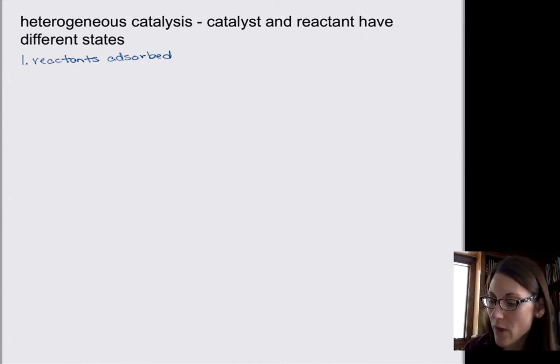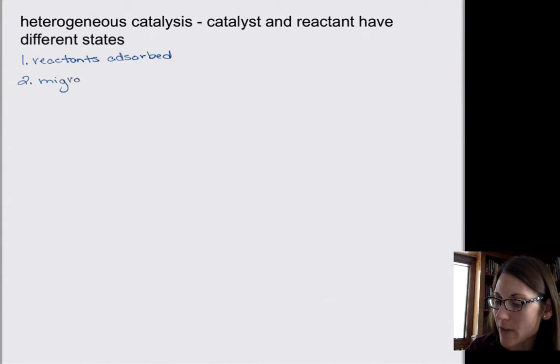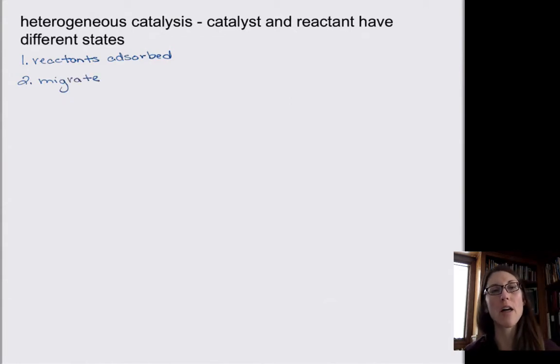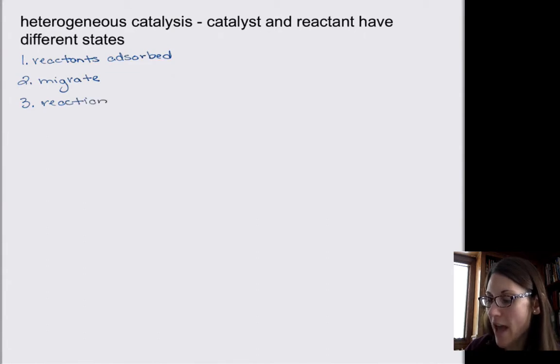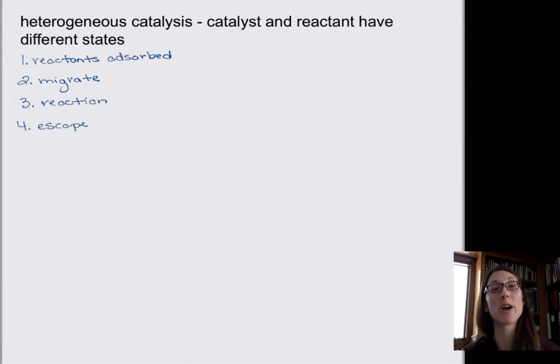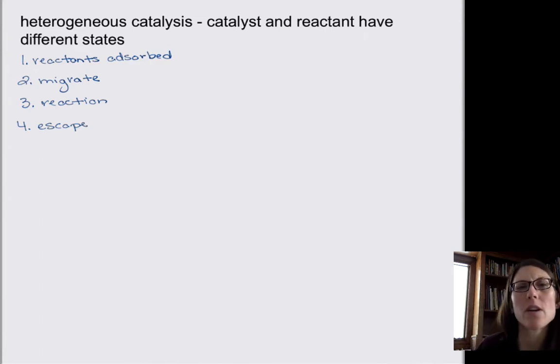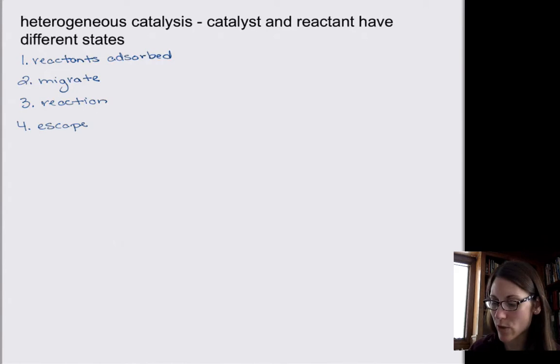Once the reactants are adsorbed onto the surface, they are going to be able to migrate around the surface, and this allows them to come into contact with the other reactant molecules necessary for the reaction to occur. The third step is that the reaction actually happens, and then the fourth step is when the new product molecules escape. So let's add some visuals to this so it makes a little more sense in terms of what I'm talking about here.